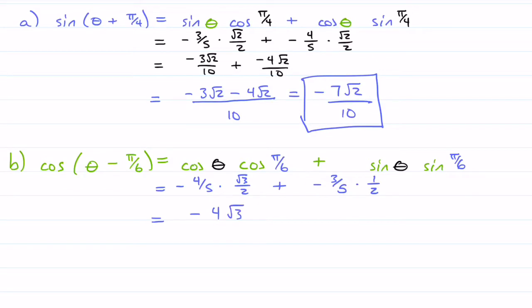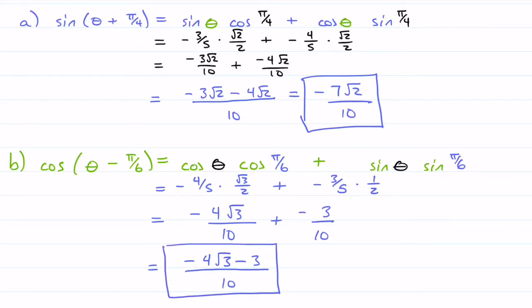-4 times √3 is -4√3 all over 10, plus -3 times 1 is just -3/10. This time the numerators don't have a like radical, so there's nothing we can do. We can't combine the -4 and the -3, so we're just going to leave our answer as -4√3 minus 3 all over 10.